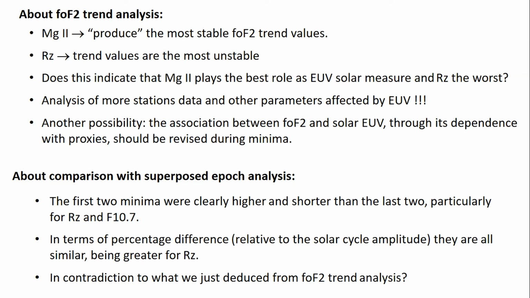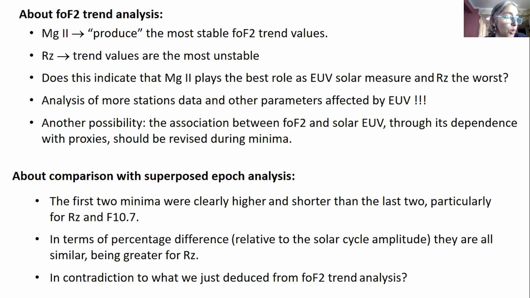Another possibility. Anna, 1 minute. One minute, yes, I'm just finishing. Another possibility is that the association between FOF2 and solar UV through its dependence with proxies should be revised during minima. I have just seen a paper which says exactly that the same linear relationship along most of the cycle does not hold during solar minimum.